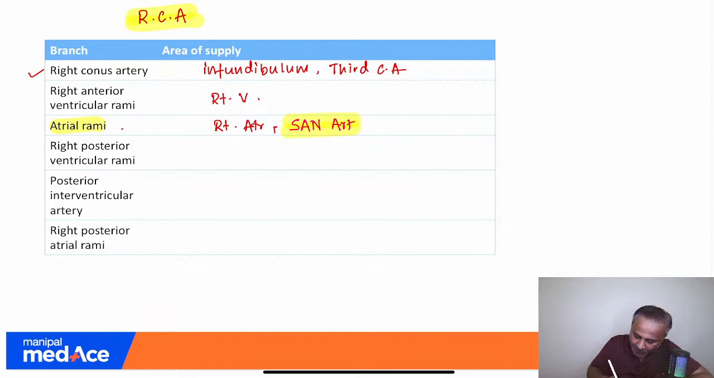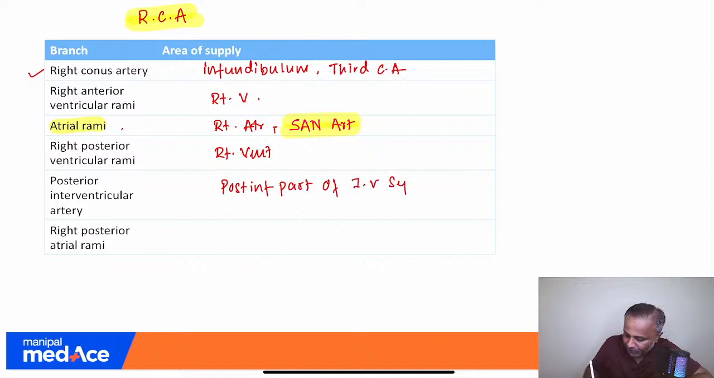Then it gives off the right posterior ventricular rami, which will supply the posterior surface, or to be more specific, the right ventricle, especially its inferior surface or diaphragmatic surface. Then the posterior interventricular artery supplies the posterior inferior part of the interventricular septum.